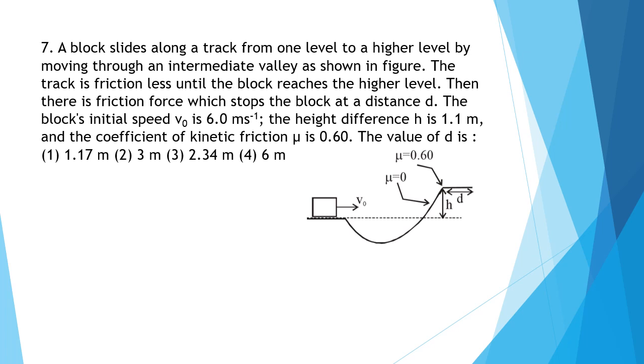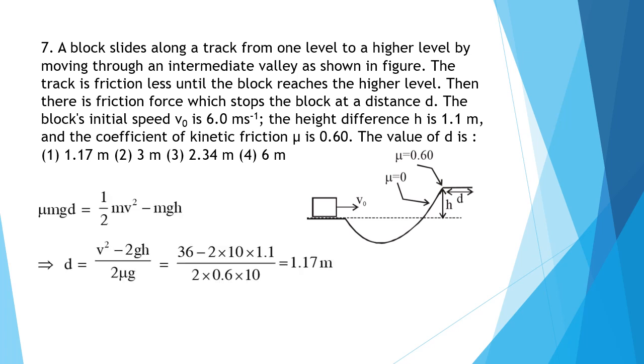The value of d is, now we know that the work done by the frictional force will be equal to the change in energy. Therefore, mu mgd will be equal to half mv square minus mgh. Therefore, d will be equal to v square minus 2gh divided by 2 mu g. When we substitute the values for each term, we get 1.17 meters. So the correct answer will be option 1.